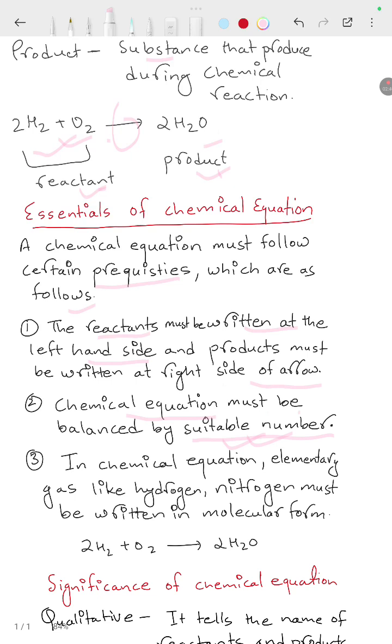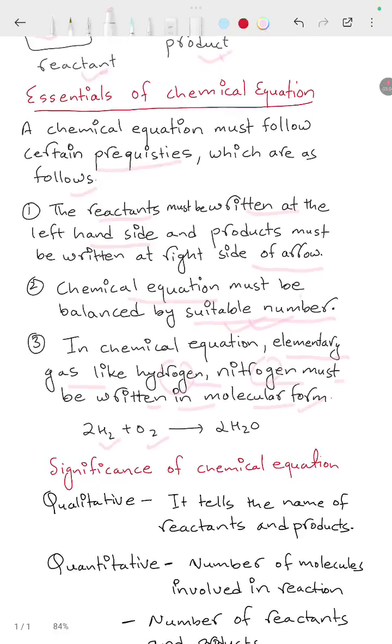And the third is that in a chemical reaction, elementary gases like hydrogen and nitrogen must be written in molecular form. For example, 2H2O, H2. We shouldn't write H. We shouldn't write O. H2 and O2 must be in molecular form.